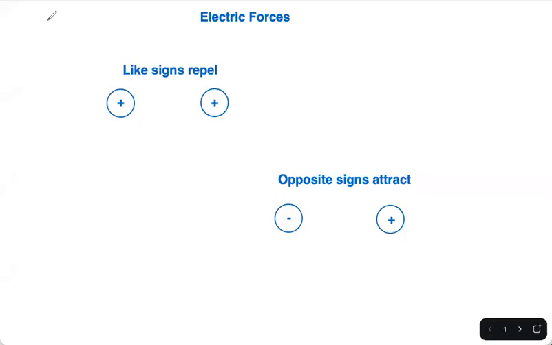All right, here we go. We're going to do electric forces in one dimension here. With one-dimensional forces, in general, like signs will repel. So positive and positive will be a repelling force, and opposites will attract each other as a result.